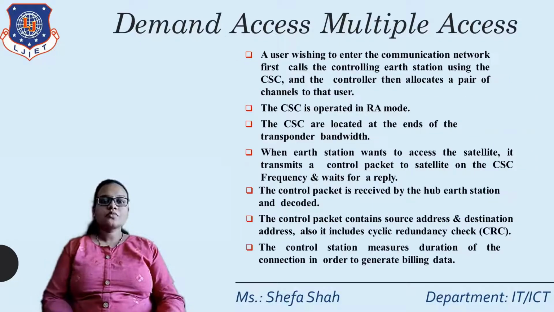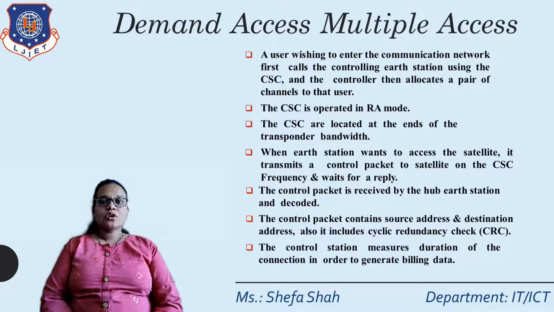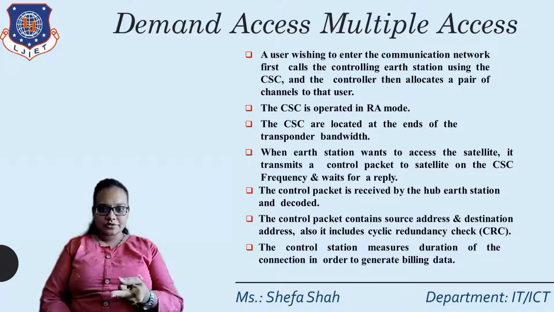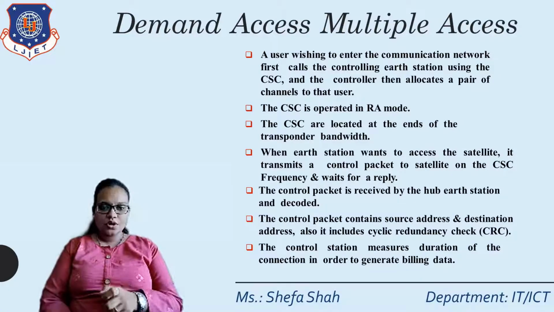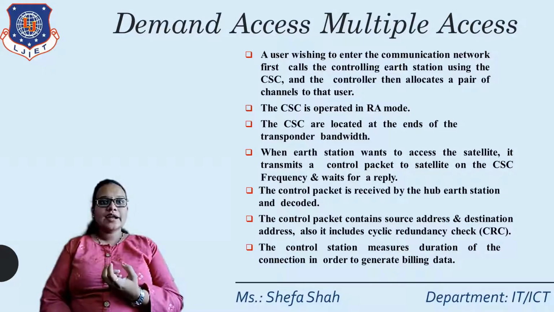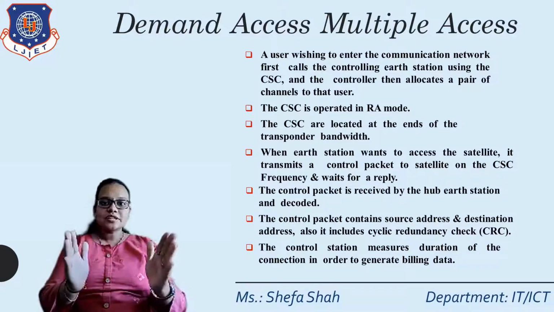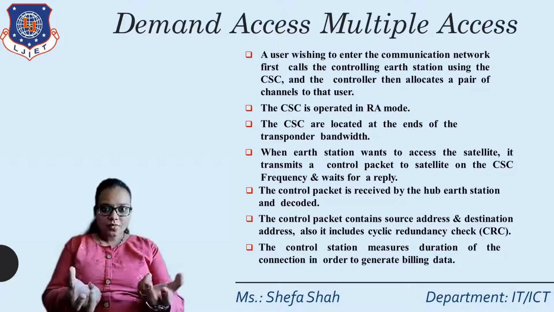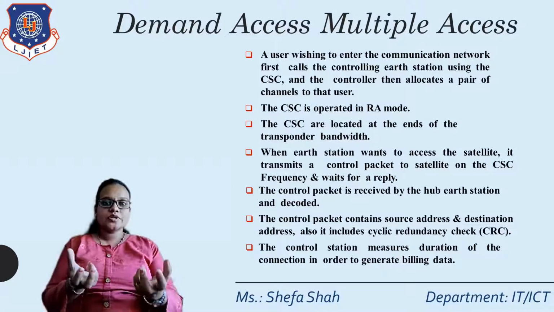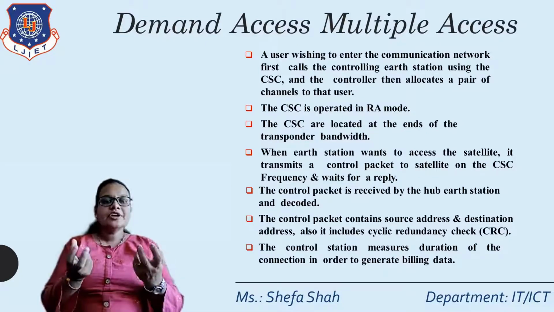Now, a user wishing to enter a communication network first calls the controlling Earth station using a CSC, and the controller then allocates a pair of channels to that user, one for transmitting and one for receiving. Now, this CSC is operated in RA mode, that is random access. The CSCs are located at the ends of the transponder bandwidth. So, of the whole transponder bandwidth, that is 36 megahertz, at the ends there are two common CSC channels which monitor the number of vacant frequencies.